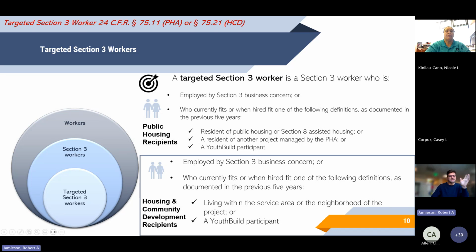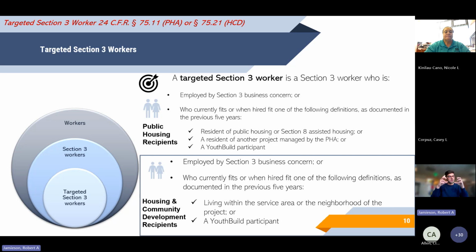If you want to talk after this, I can explain why I wish this was more of one definition, but for now, we're going to focus again on the HCD one here at the bottom, because we're considering this block grant HCD funding. So the big one here is, again, could be employed by a Section 3 business. That's a repeat of a Section 3 worker. But the biggest one here is that it's almost like a hyper local individual.